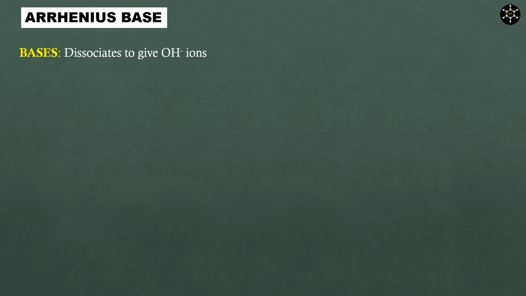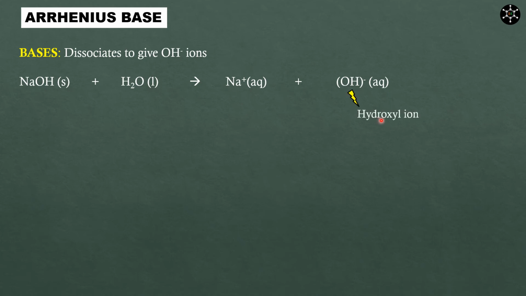According to Arrhenius, base is a substance which dissociates to give OH- ions. Example, when sodium hydroxide is put into water, it splits to give Na+ ion and OH- ion. OH- ion is called as hydroxyl ion.